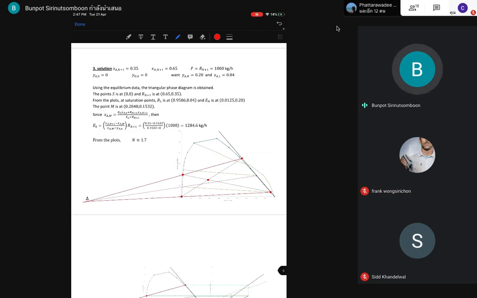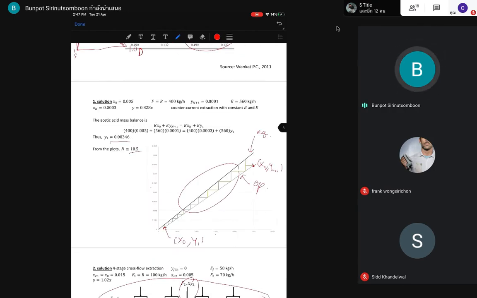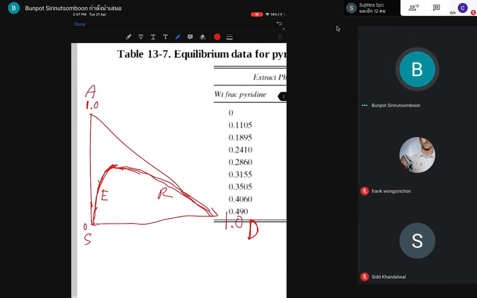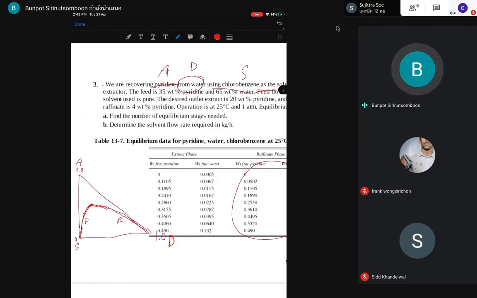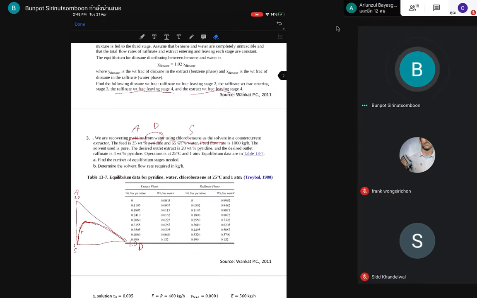From this data you got the extract line. From this data you got this raffinate line. So this is how you read the data from the table. And then you want to find the tie lines.